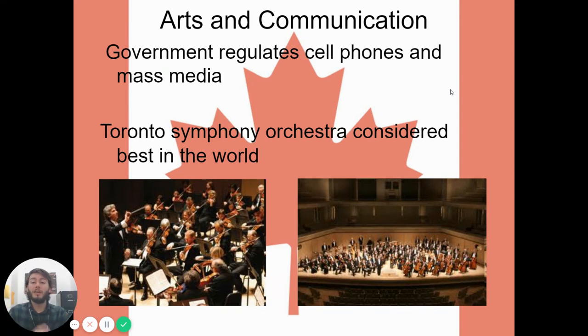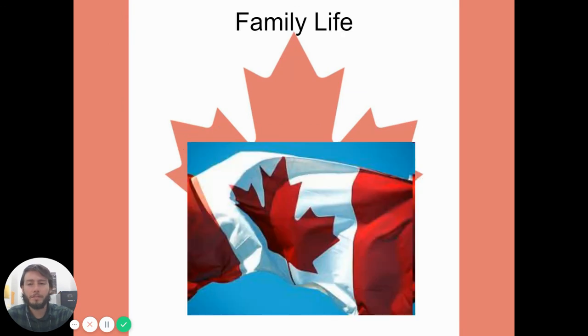Okay, arts and communication. They have government cell phone plans there as well. The government actually owns its own cell phone company, and you can apply to get a cell phone. You buy the phone, but you can get the service and stuff free through the government. So that's pretty cool. But it's regulated by the government, so they're probably spying, but I mean, they spy on you anyways, right? Toronto Symphony Orchestra is considered to be one of the best in the world.